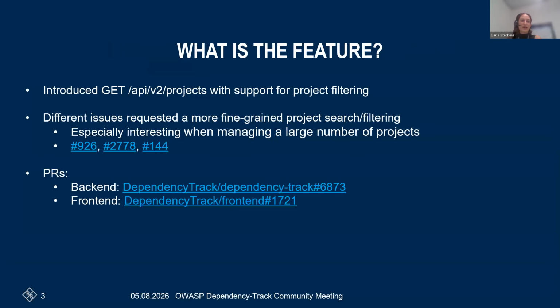So that's why I've worked on a new API endpoint for the V2 API with the support for project filtering. This is also in line with community requests from the past. So there were different issues requesting more fine-grained project search and filtering. I've also linked the PRs to the implementation here. I still have to improve some stuff, but here are the links already.